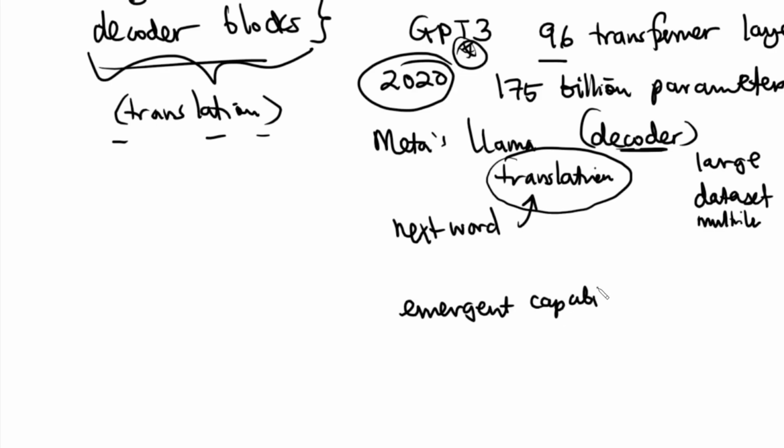We didn't train this model to do translation, so why is it doing translation? It is an emergent capability. It emerges because of just how large the model is, the data set that it was trained on, the architecture, and all of those things. So this is the GPT architecture that I wanted to emphasize here.